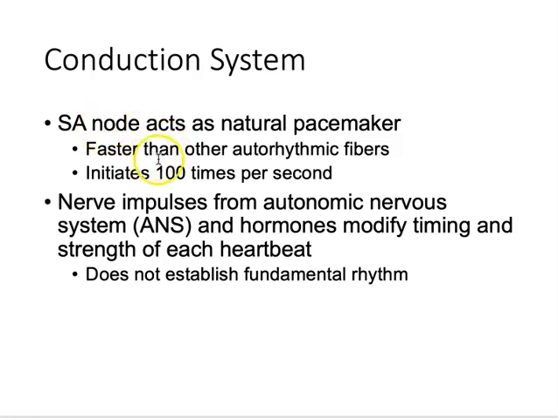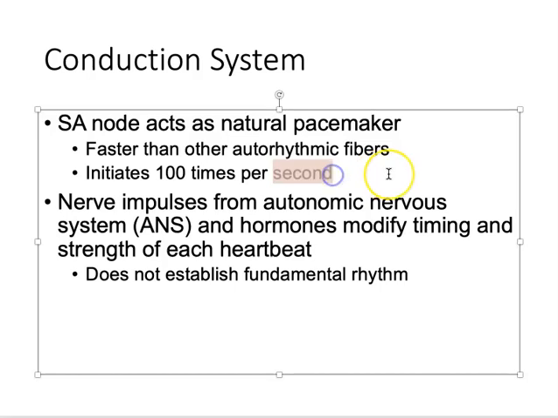Honestly, I don't know why I can never remember to fix this. I'm going to fix it right now. It does not initiate 100 times per second. It's per minute. The SA node acts as a natural pacemaker. It's faster than the other autorhythmic fibers, so it sets a slightly faster pace for the heart. If left alone, it would have the heart beating at a rate of 100 times a minute.